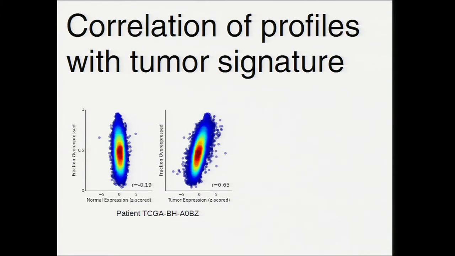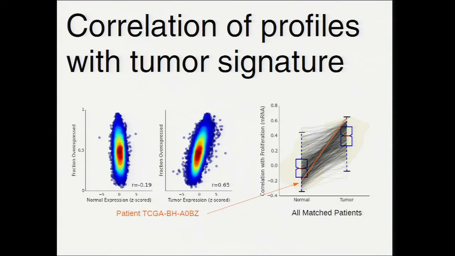So this is our fraction overexpressed for 20,000 genes. And we can correlate this with all of our different patient profiles that we're going to normalize to the normal tissue expression. So you can see this is one patient with a matched sample. You can see in their normal sample, there's not much correlation with this statistic, which is by construction. Whereas in the tumor, we see a pretty solid correlation. And what we can interpret from this is that in this patient, those genes that are always turned on in the cancers tend to have higher expression levels, and those genes that are always turned off tend to have lower expression levels.